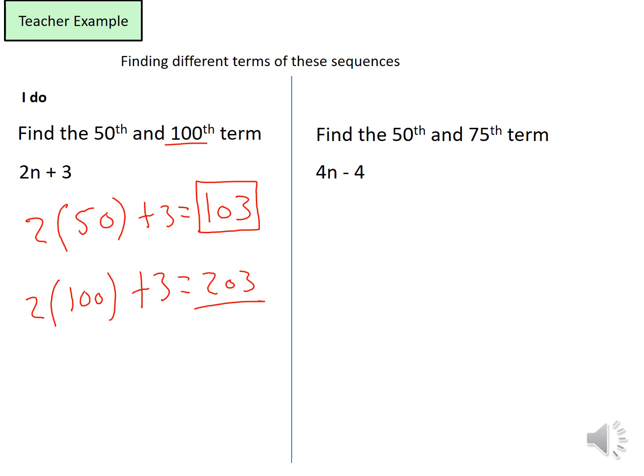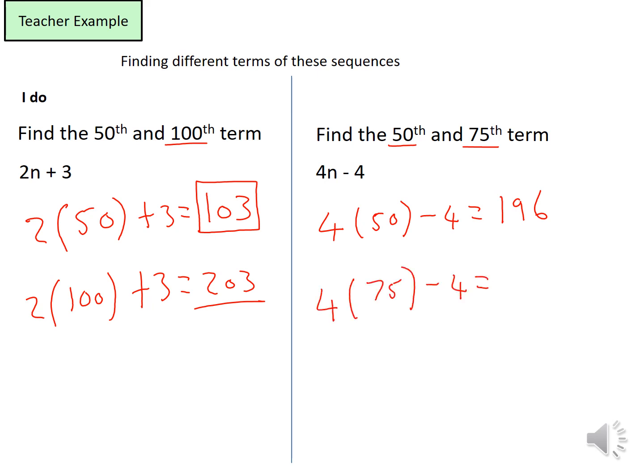Likewise, with this next example, it's exactly the same thing. So 4n, hopefully we all remember, means 4 multiplied by n. But we are only finding the 50th and 75th term of the sequence. So 4 times by 50, subtract 4. 4 times by 50 is 200, take away 4 is 196. And then with the next example, is 4 bracket 75 bracket minus 4.